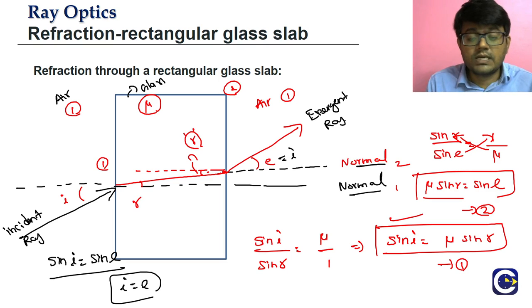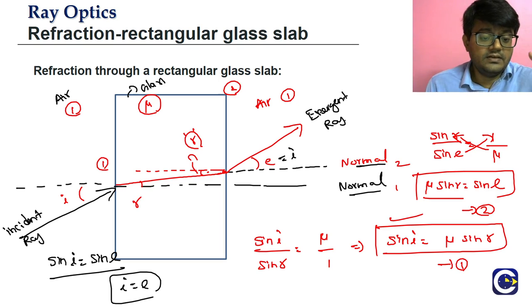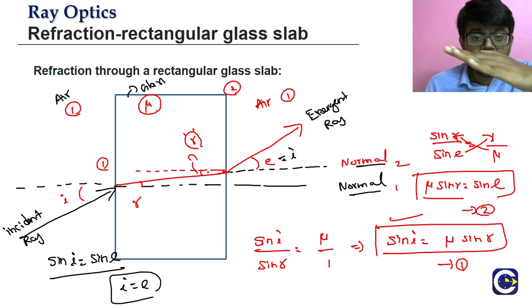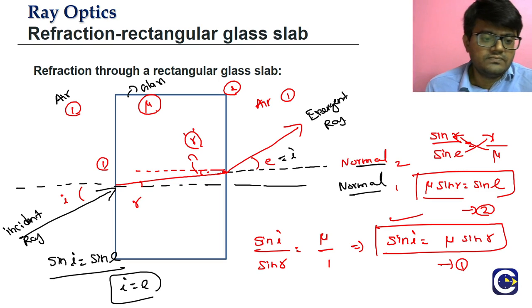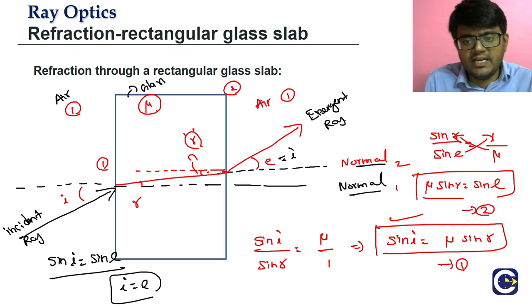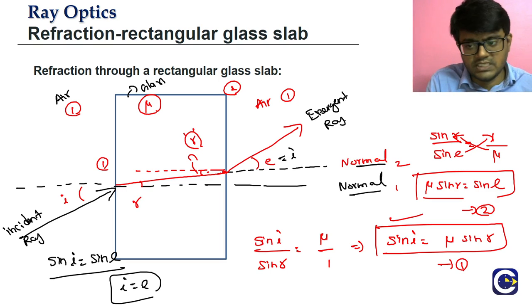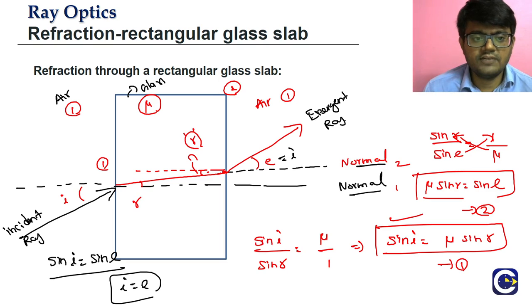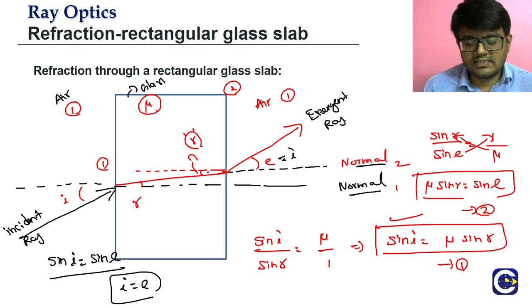Whatever bending is happening at the first boundary is exactly compensated by the refraction at the second. In the first refraction, it bends towards the normal by some amount. In the second refraction, it bends away from the normal by the same amount. So overall, the original incident ray and the final emergent ray are parallel to each other. Okay, so this is about the refraction through a rectangular glass slab.